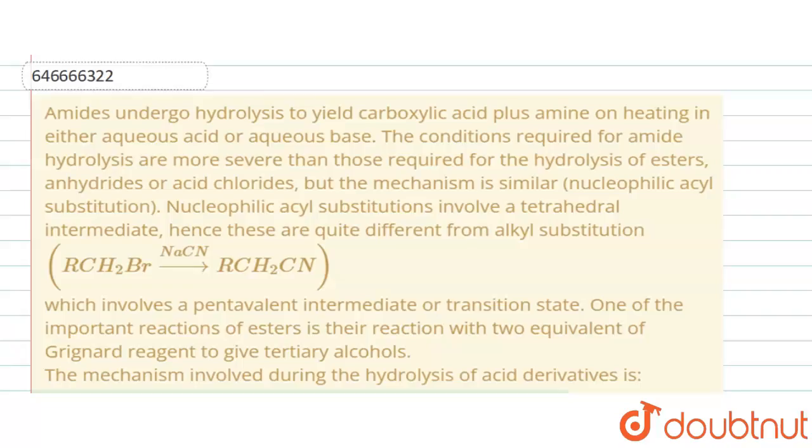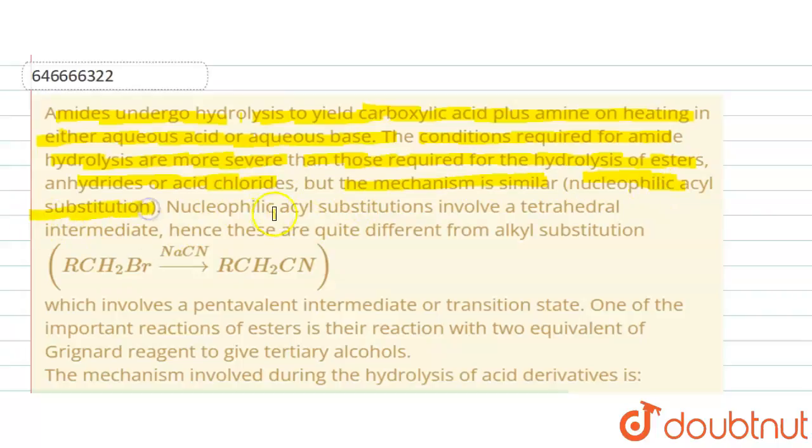Hi everyone, let's take a question. Here the question is a paragraph-based question, and it is given that the amide undergoes hydrolysis to yield a carboxylic acid plus an amine on heating in either aqueous acid or aqueous base. The conditions required for amide hydrolysis are more severe than those required for esters, anhydrides or acid chlorides, but the mechanism is similar, that is nucleophilic acyl substitution.